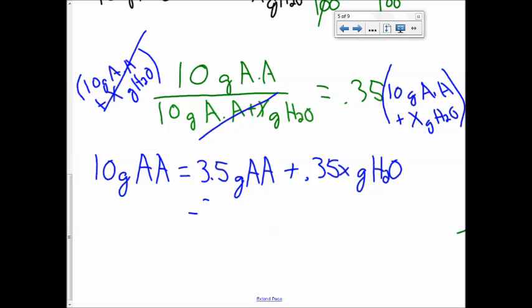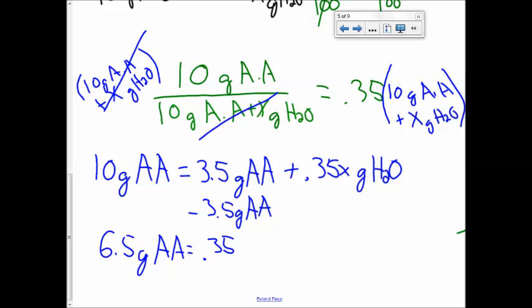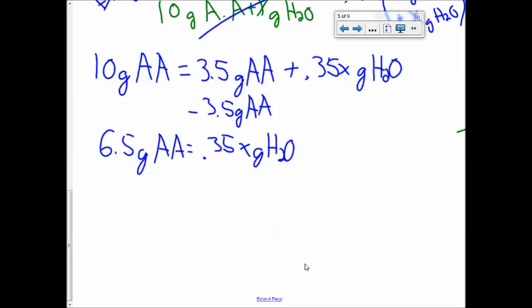We can subtract 3.5 grams of AA from each side, and we're going to get 6.5 grams of AA is equal to 0.35 X grams of H2O. We're getting there. And now the last thing that we need to do, just divide by 0.35.